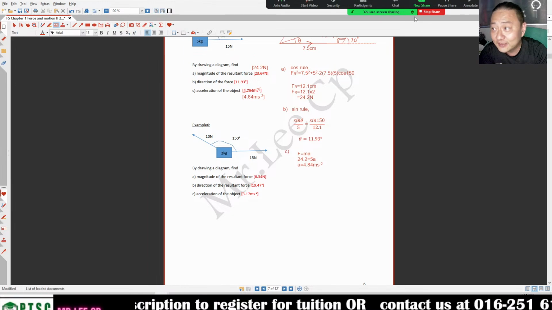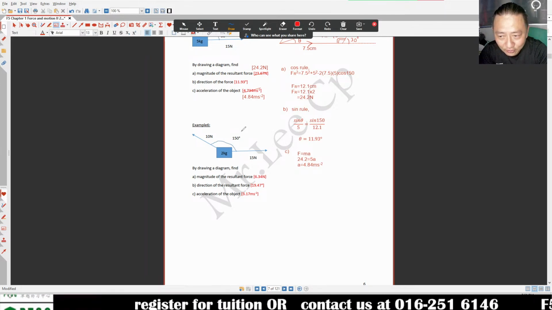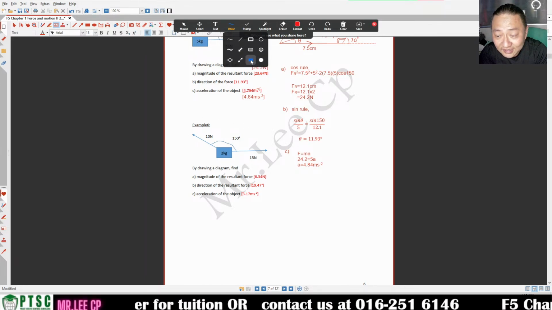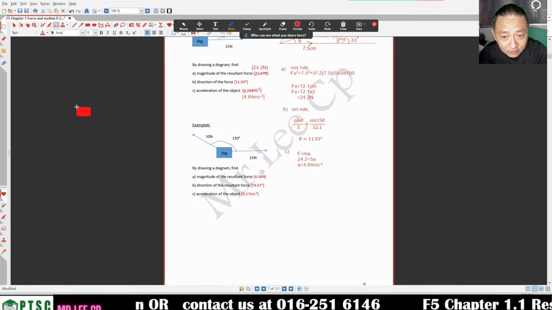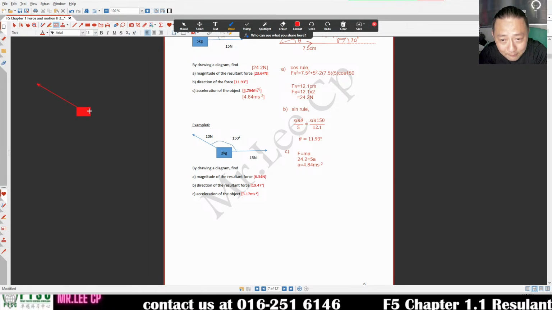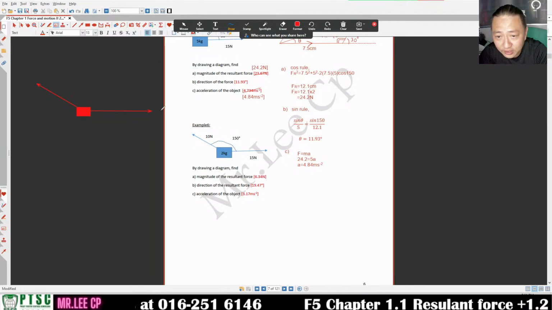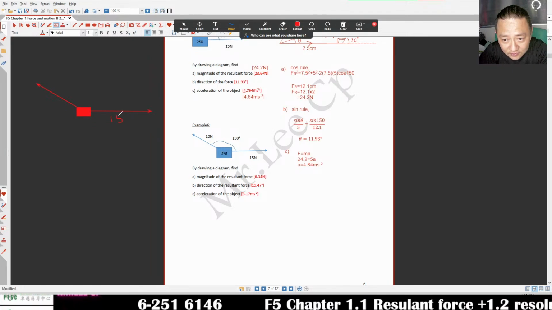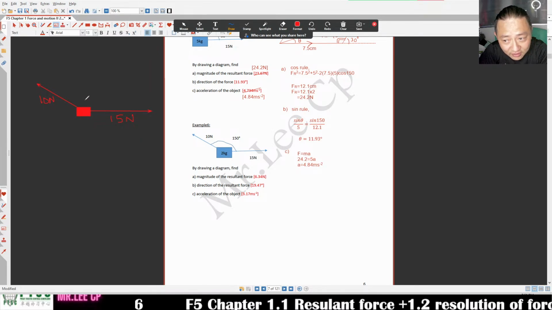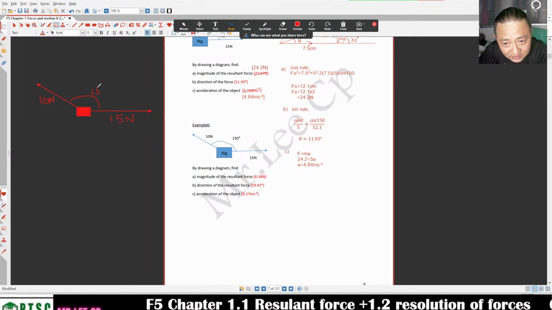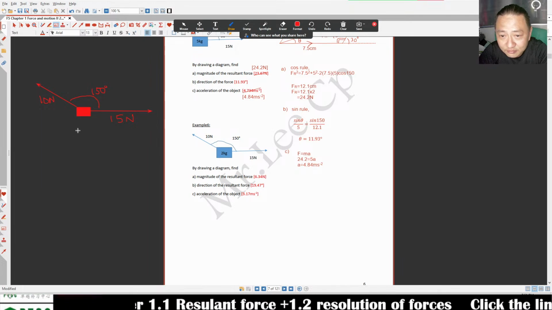Okay. Now before I continue, let's say that is an object here, 2 kg, and then you pull with this direction 10 Newton, I pull with this direction 15 Newton. Where do you think it will go? So before here, I ask you, see whether you understand or not. 10 Newton here. This one is 150 degree.